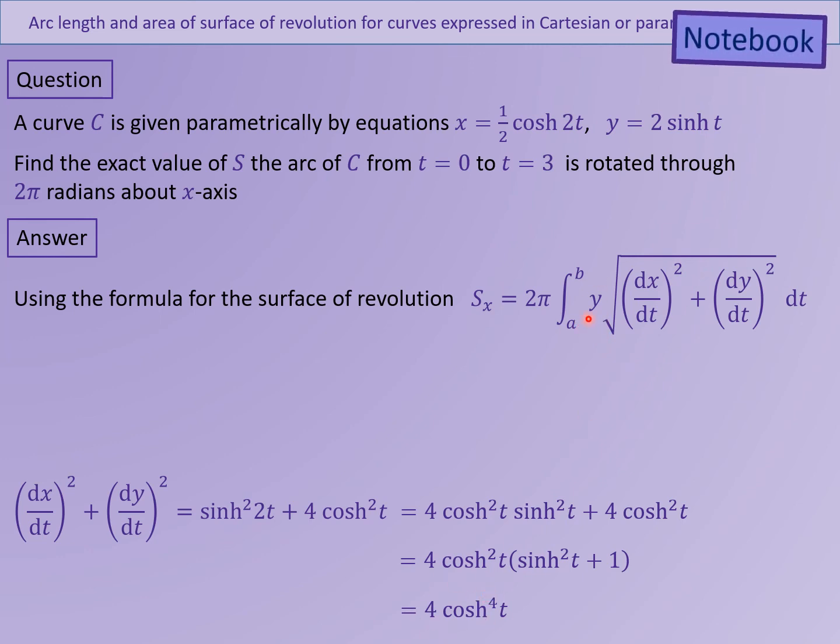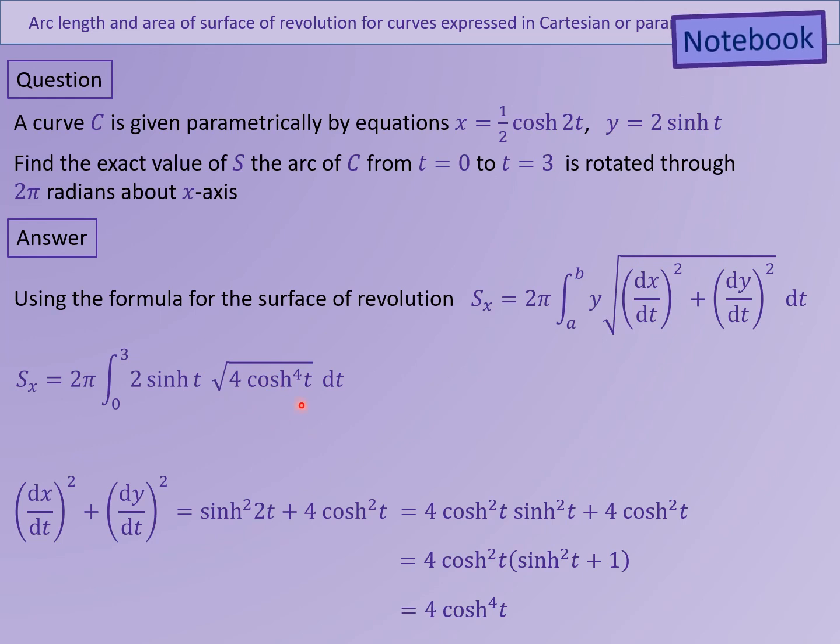I can also put in the y value, which was 2 sine t. So I can substitute that in there, and I may be able to take some numbers out, or I might want to just leave it. So there we go. I've substituted in my y value. I've substituted in my d squared, dy over dt squared plus dx over dt squared, sorry, is that wrong?